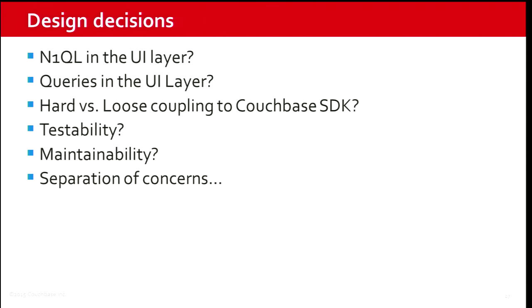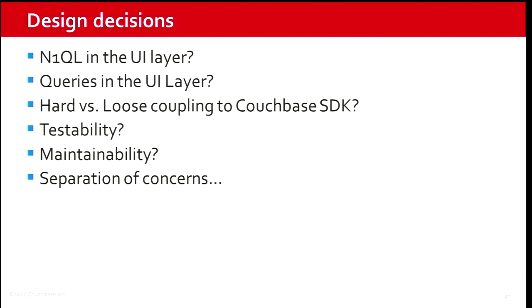If you're going to use this, we're assuming that we're going to use Couchbase as our persistence backend. There are a lot of questions you need to ask yourself. Do you want to embed N1QL directly in the UI layer, for instance? Do you want to build your queries in the UI layer? Do you want hard or loose coupling of your Couchbase SDK? In other words, do you want to expose the Couchbase SDK to your application tier, or your controller tier? Maybe you don't. Maybe you need something that's a little more persistence agnostic. In that case, you can use patterns such as a repository pattern, or a data access pattern, or DTO, DAO pattern to create an abstraction layer.